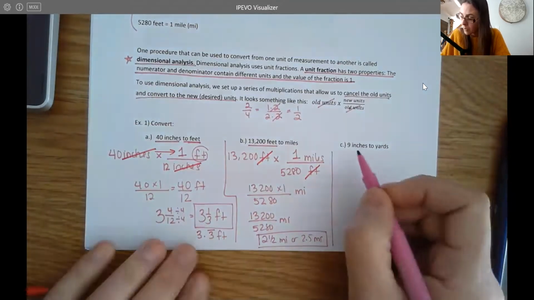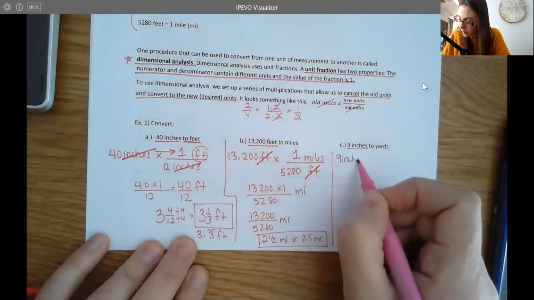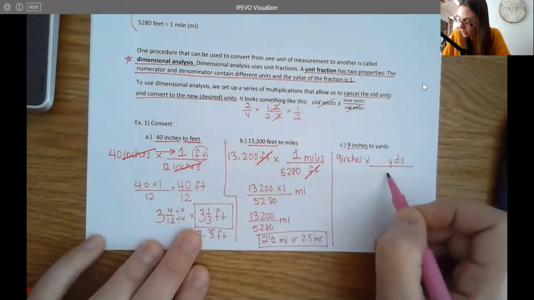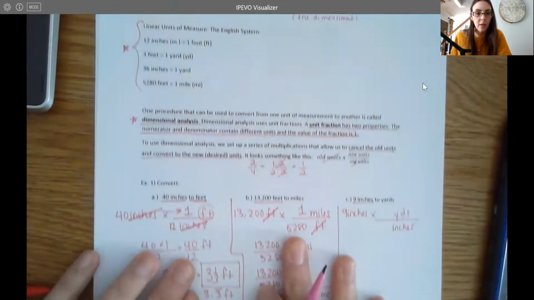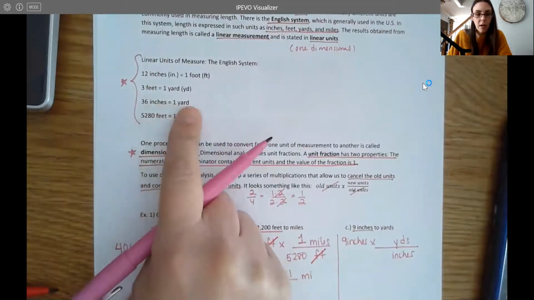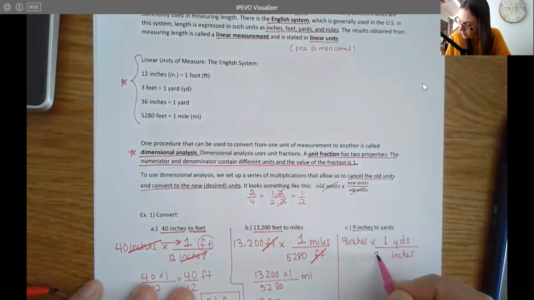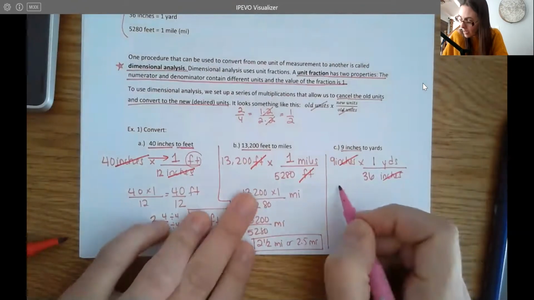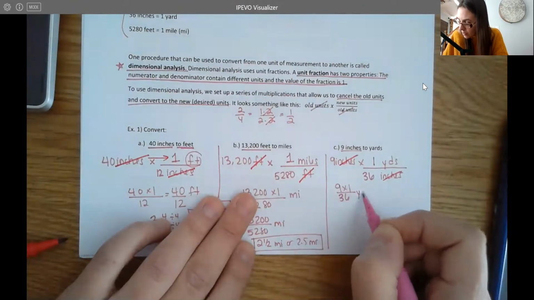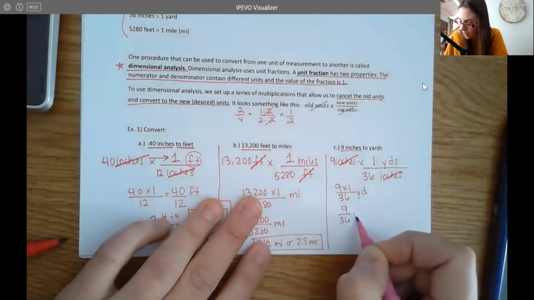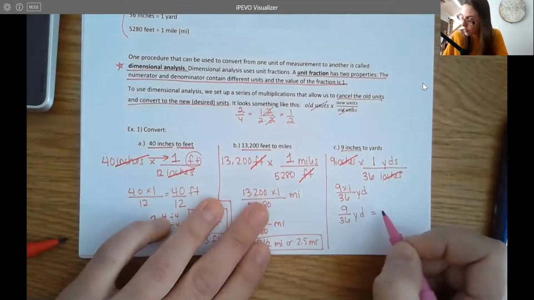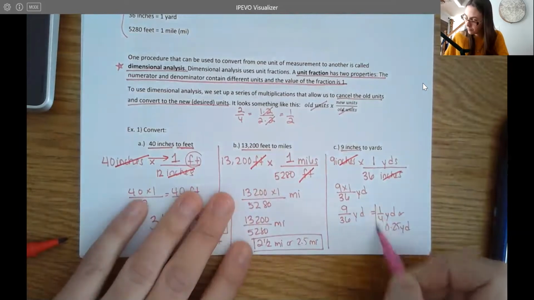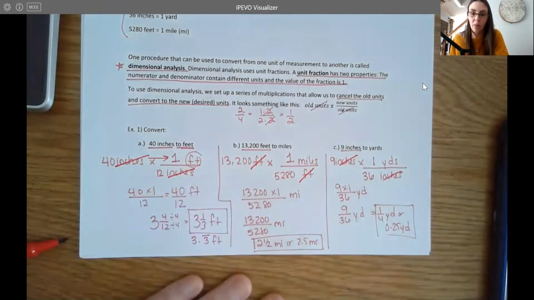All right, the next one. 9 inches is my starting point, and I'm going to yards. So yards goes on top, and then inches has to be in the bottom. If I look up here, I have inches to yards. So 1 yard is 36 inches. That's 9 times 1 over 36 yards, so I have 9 over 36 yards. And this is going to simplify to 1/4 of a yard or 0.25 of a yard. I can divide these each by 9 to get that 1/4.